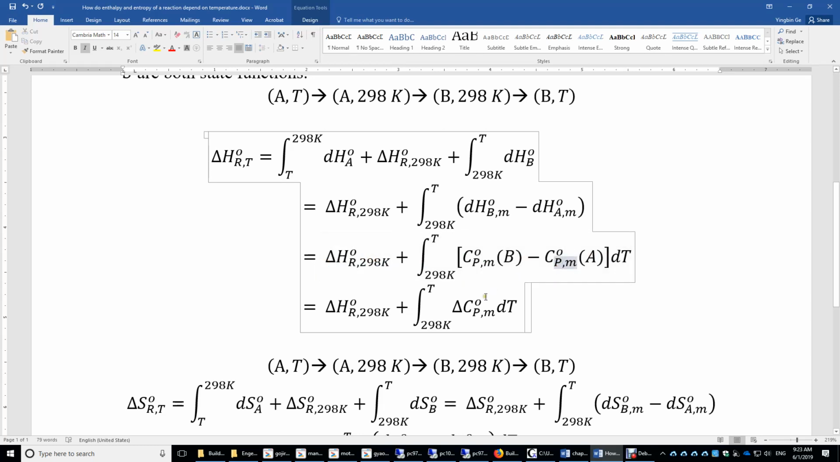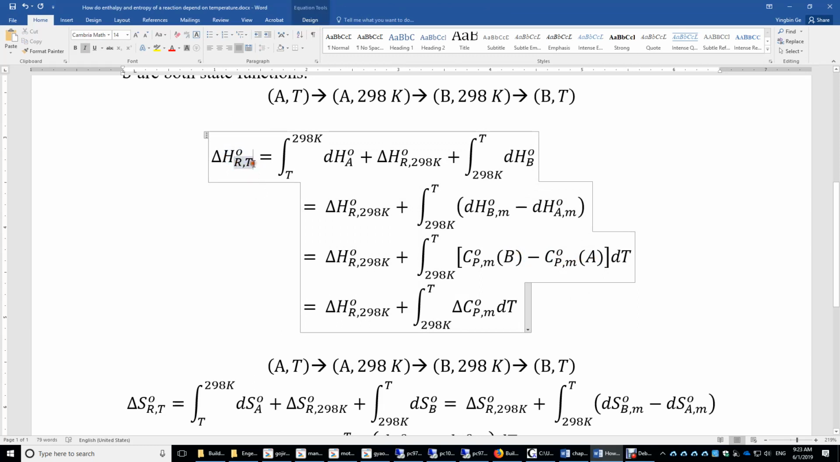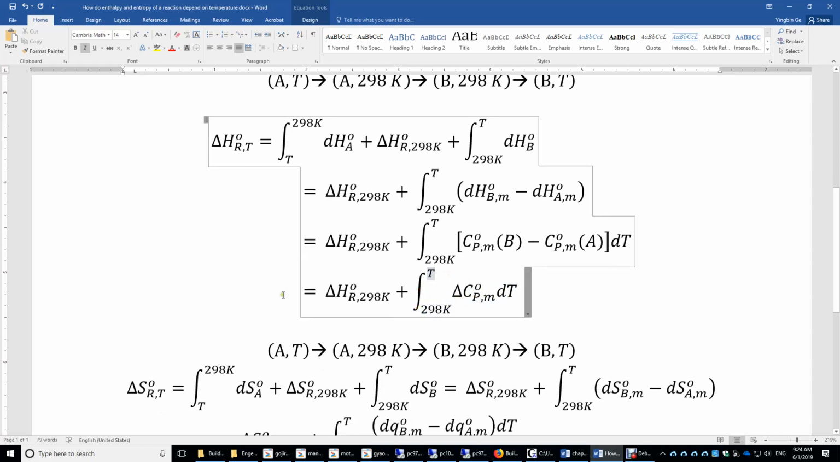And then we use delta Cpm to denote the change of the Cpm of the reaction. So in general, it's just the Cpm of the products minus the Cpm of all reactants. So again, in sum, the standard enthalpy of the reaction at temperature T equals the standard enthalpy of reaction at room temperature plus a correction. The correction is the integral of delta Cpm dT from room temperature to the target temperature.